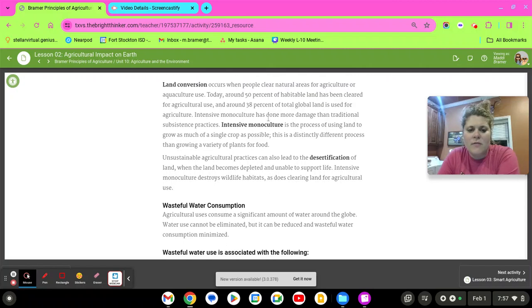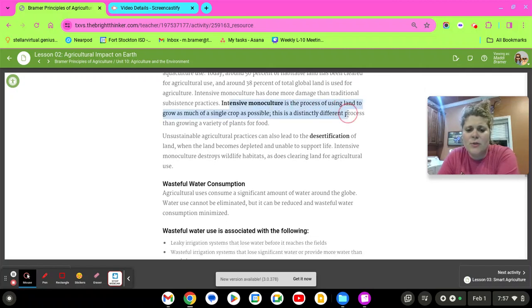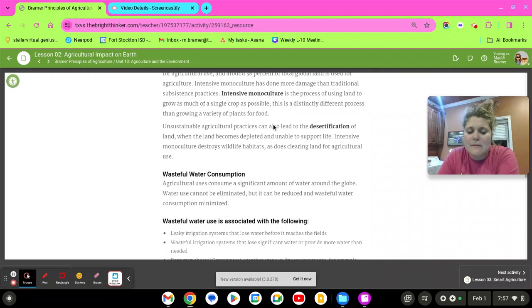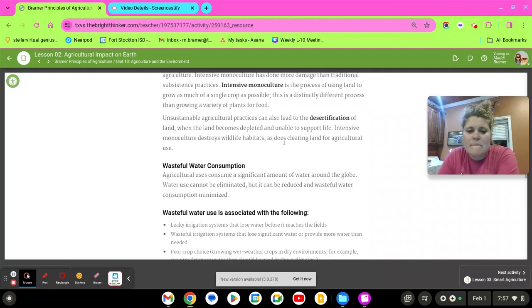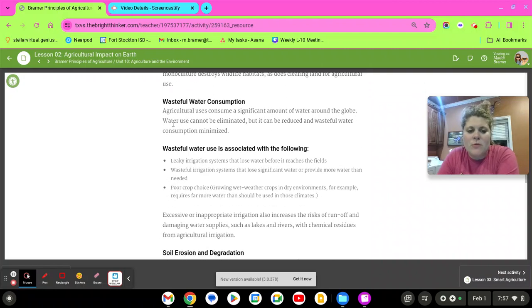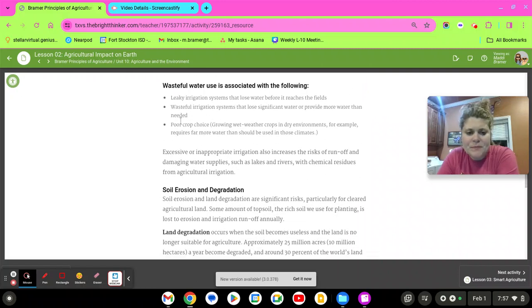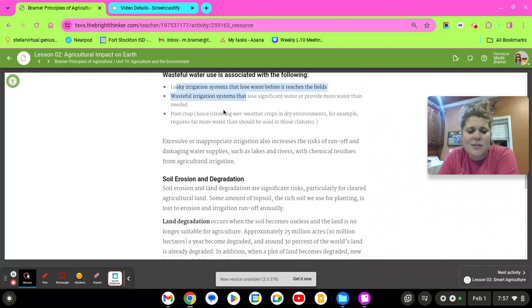So we talked about land conversion. Intensive monoculture is a process of using land to grow just a single crop. It's really different than growing a variety of plants or food. This can be damaging because it's not putting good nutrients back in the soil. It's always taking the same ones out. So it's not a really great practice. Wasteful water consumption, we talked about those. And this could be from leaky irrigation systems, wasteful irrigation systems, or poor crop choice, using a wet weather crop in a dry environment.